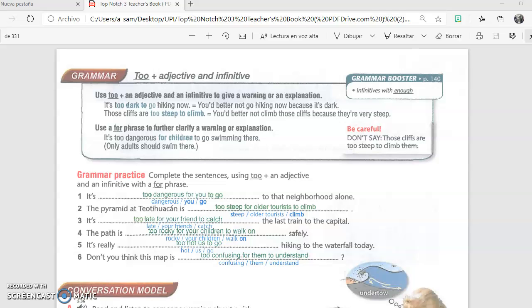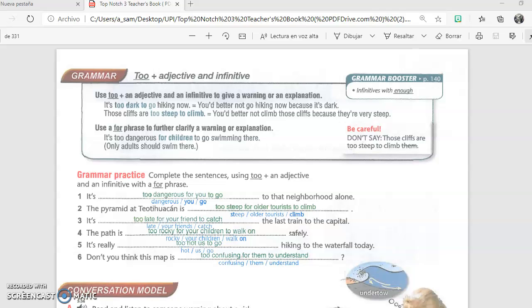So here you have two explanations of how to use to. To, it's also like saying also. In Spanish is what we say, además. So we could use that. Un adjetivo y un infinitivo. So here we have two tips. Use to plus an adjective and an infinitive to give a warning or an explanation.